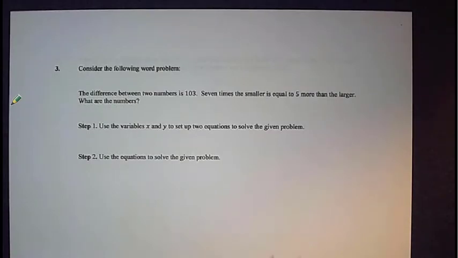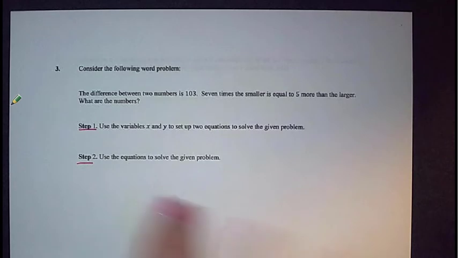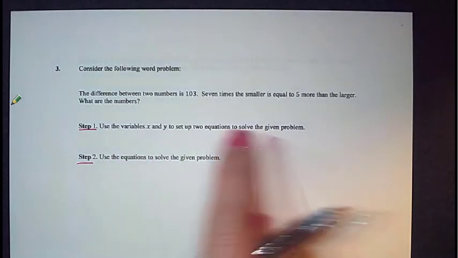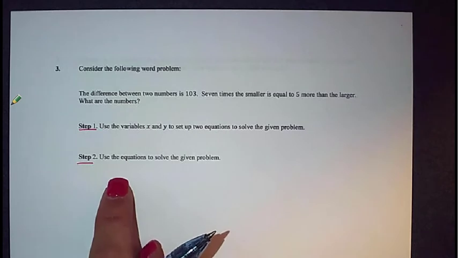Okay, so again, we're looking at a number problem. We still want to do our step one and step two, where we are first setting up our two equations, again using the variables x and y, and then our second step is to solve these two guys. This is similar to the last one, but just a little bit more different.